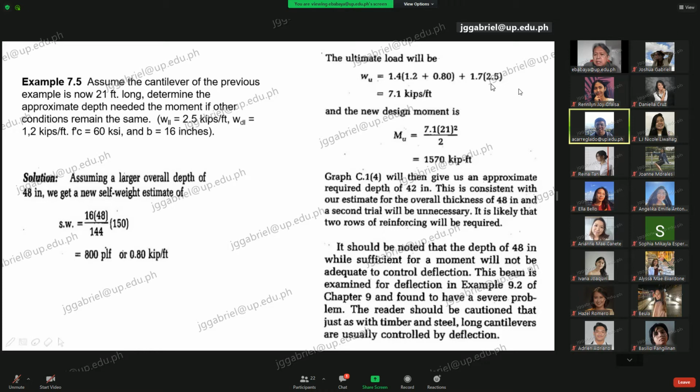You mean this? Because this is the service load, that's 1.2, and then this is the self weight. So these are both dead load. That's why these two are multiplied by 1.4. They are both dead loads. Now, this 1.7 is multiplied to the live load 2.5. The subscript here is LL. Then DL pertains to dead load.